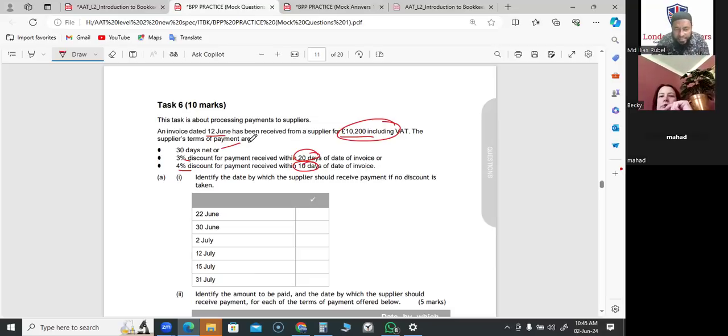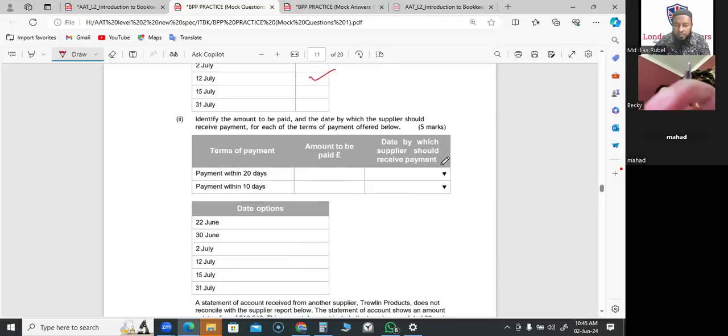So let's see, identify the date by which the supplier should receive payment if no discount. If no discount, 30 days, isn't it? 12 June, 12 July. Make sense? Yeah. Easy peasy. But next one, yeah, here we go. Find the amount to be paid and the date by which the supplier should receive payment. So it's 3% discount and 4% discount, but it's 20 days and 10 days. So at first, let's get the date, easy.